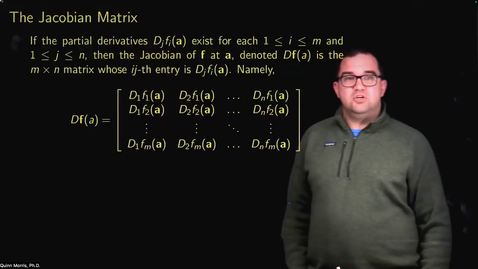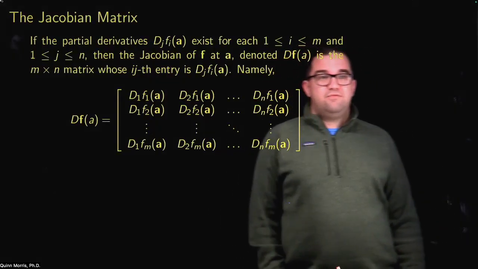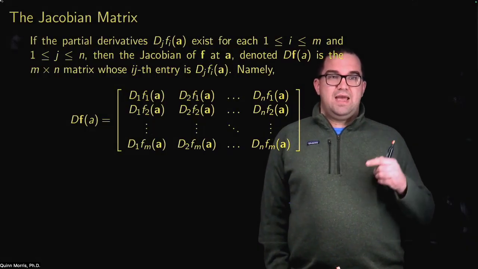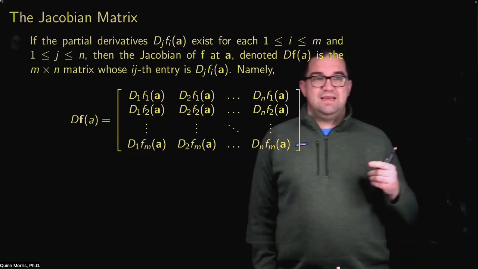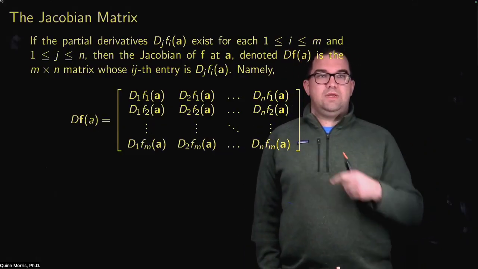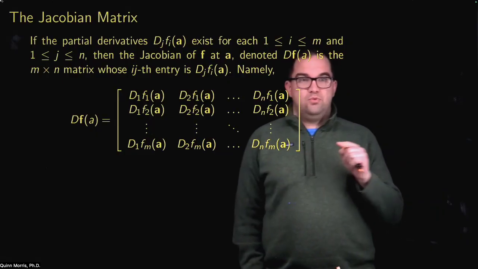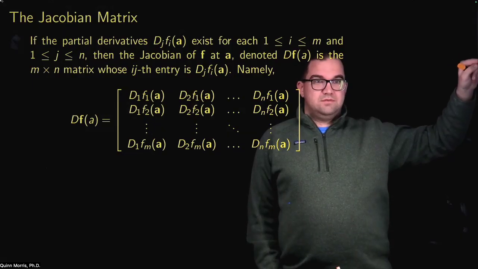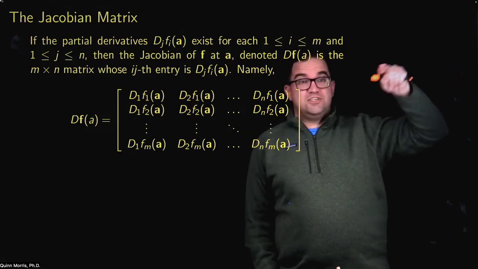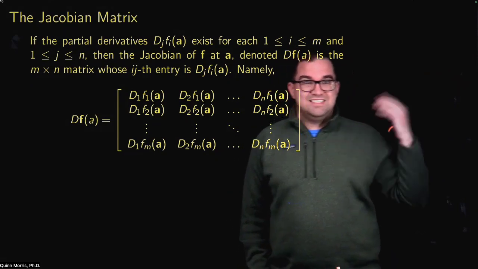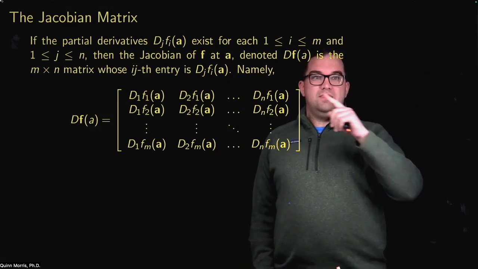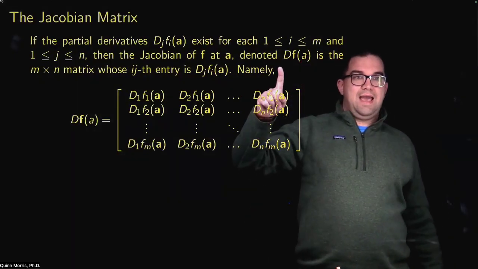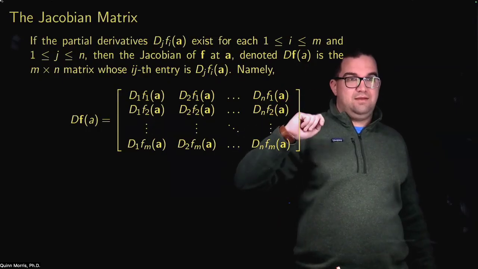This is called the Jacobian matrix. So if each of the partial derivatives, let's say d sub j of f_i of a, exists for each i between 1 and m and each j between 1 and n, so basically, if all of the partial derivatives with respect to each variable of each of the component functions in f exist, then we can define the Jacobian of f at a, which we'll denote capital D f a.